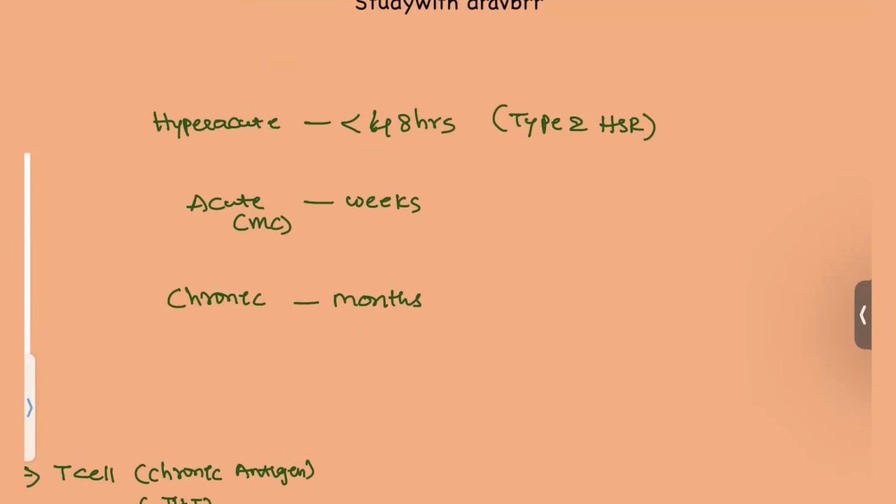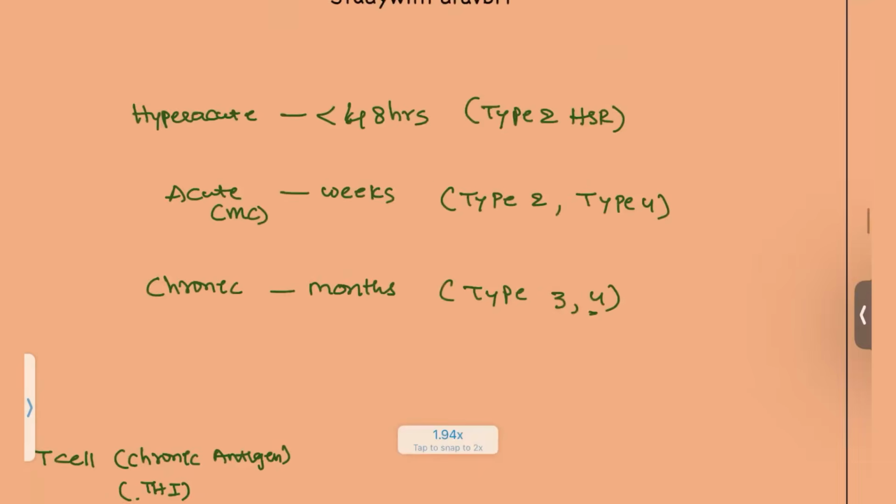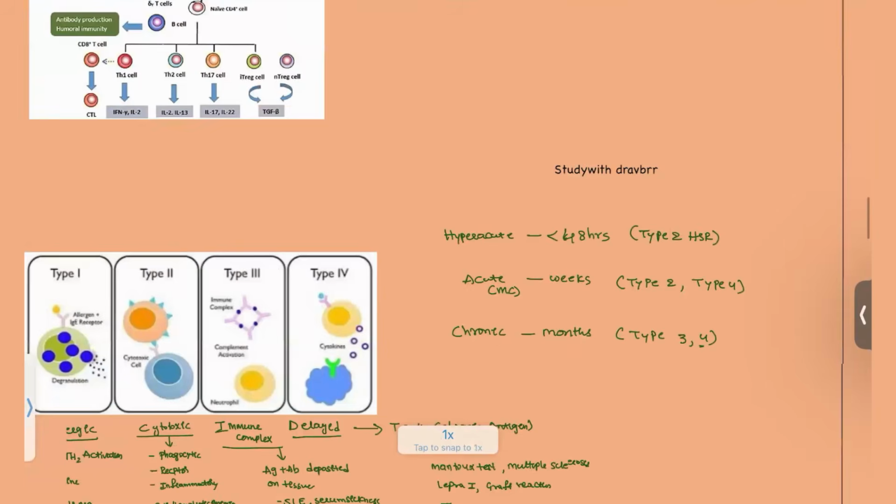Next, acute, within the weeks, which is going to involve type 2 and type 4. Okay, next, chronic. In the chronic, it is due to type 3 and type 4, most commonly type 4. Okay, these are the types for the hypersensitivity reaction.